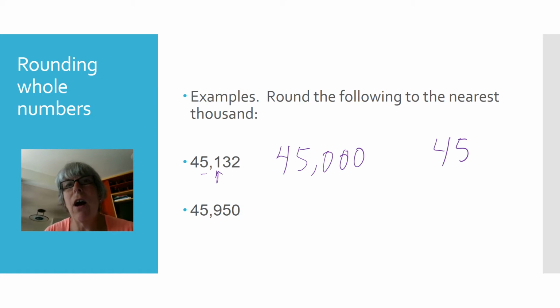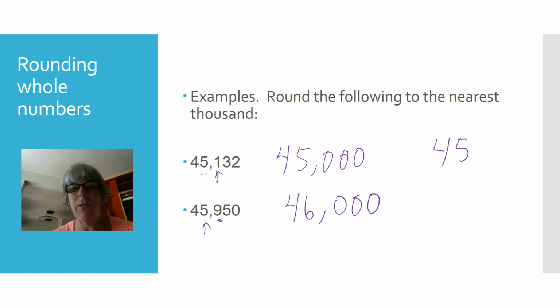If I had a car that was for sale for $45,132 and I said, well, I really want to get rid of the car, let's just round it, and you say, okay, I'll give you $45, I don't think I'm going to sell you my car. The next one, we've got a 9 in the hundreds place. We want to round to the thousands, so this one would round up to 46,000. If that happened to be 49,950, well then we would round that up to 50,000.